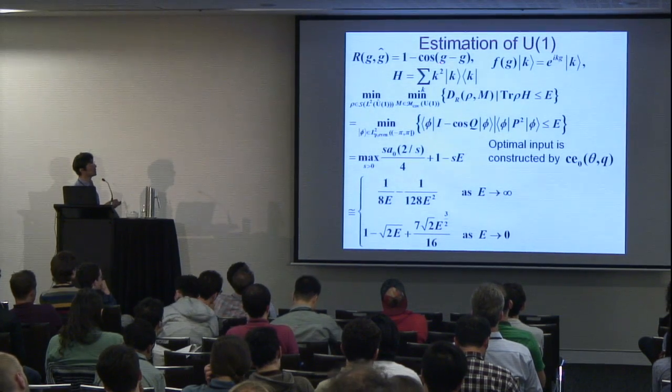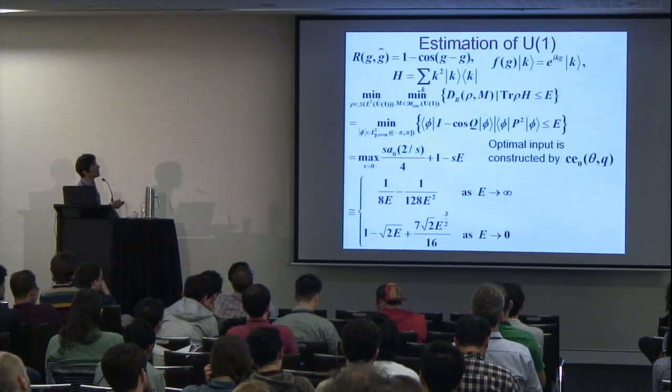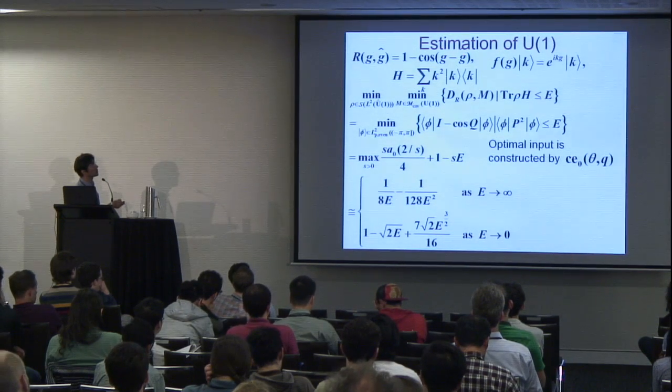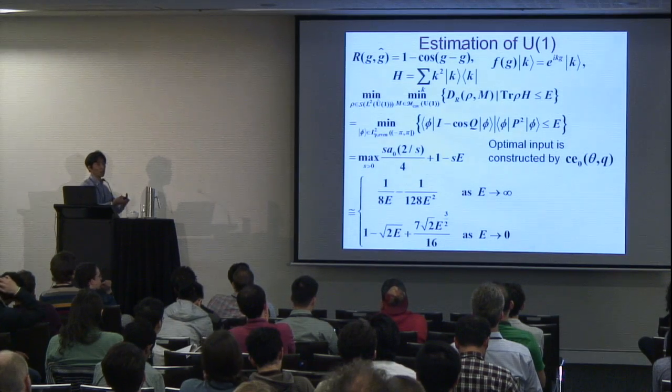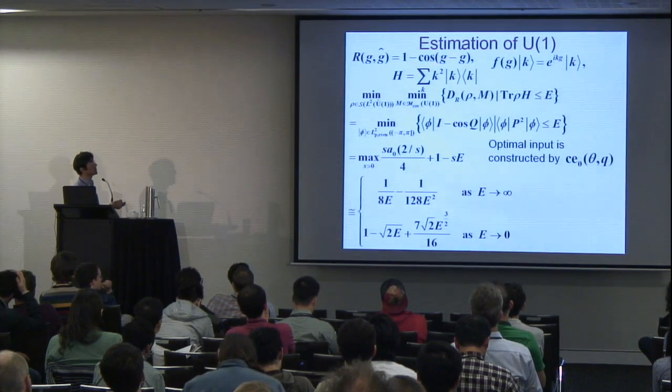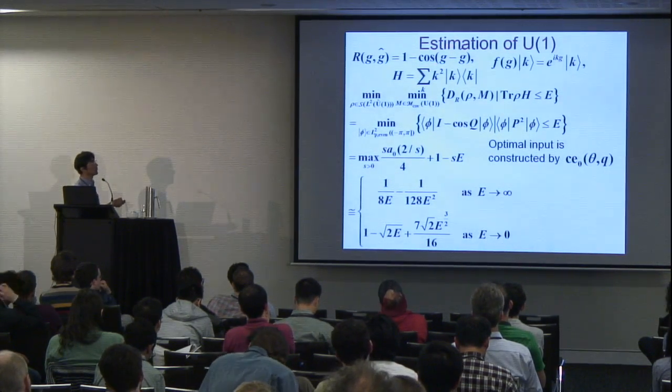So in that case, we consider this error function. Here is G hat. So we consider this one. Why do we consider this one? Because our problem is periodic, so you cannot consider G minus G hat. We have to consider a periodic function.